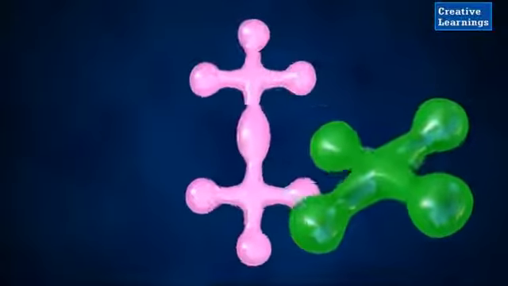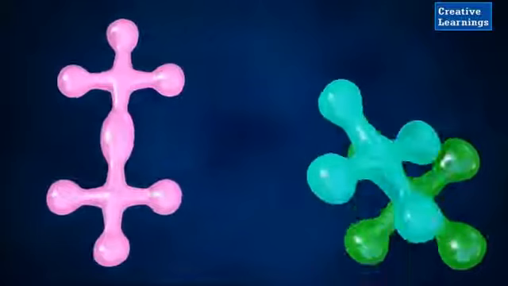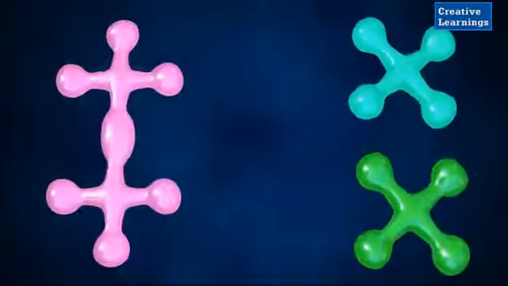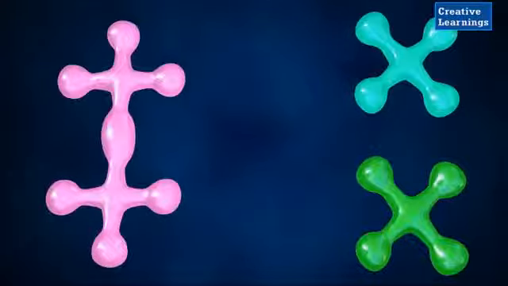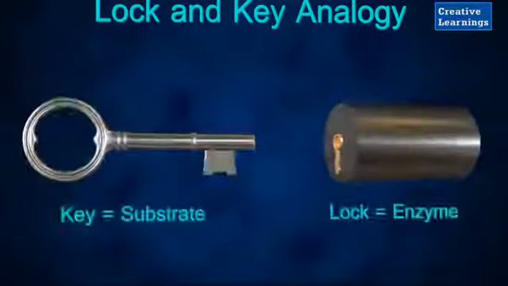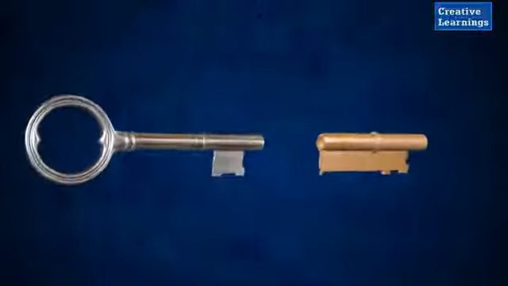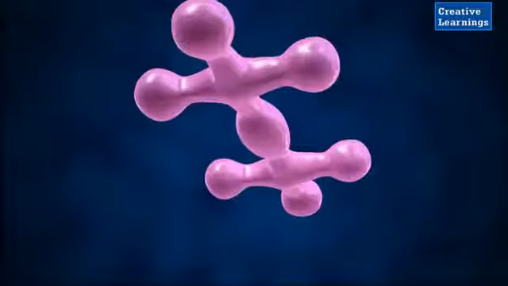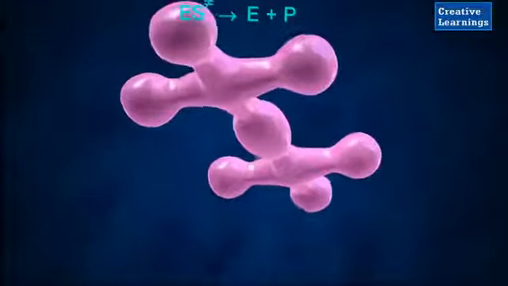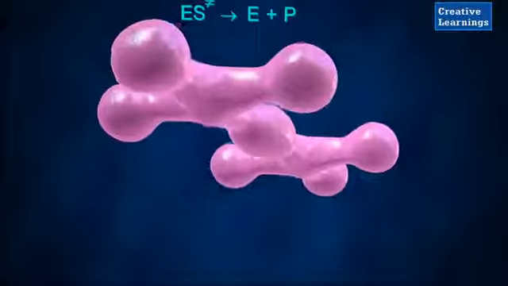The active site has a unique geometric shape that is complementary to the geometric shape of a substrate molecule. The binding of substrate with enzyme is often compared with the lock and key mechanism. Step 2 involves the decomposition of the activated complex to form a product.